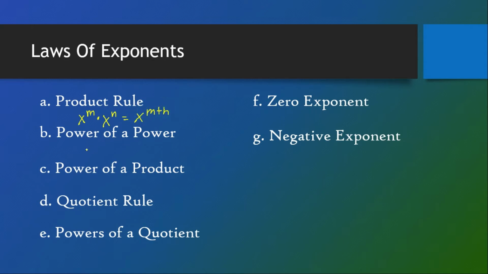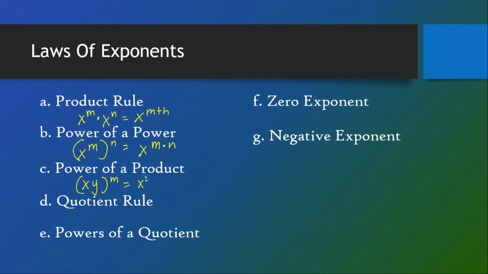Pag sa power of a power naman, kapag meron kang number or variable na naka-exponent, tapos ni-raise mo pa siya into an exponent, ang gagawin mo dyan, i-multiply mo yung kanyang mga exponent. Sa power of a product naman, dito, you have two different bases, tapos ni-raise mo siya into an exponent. Ngayon, ang gagawin mo dyan, i-distribute mo yung exponent doon sa dalawang base natin.